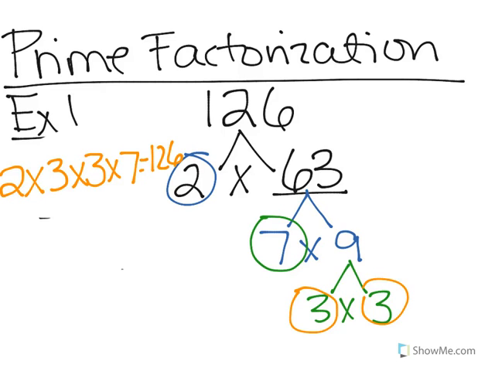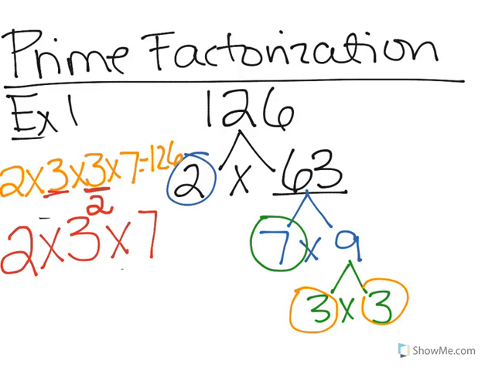The way we actually want our final answer to be is with exponents, and that's going to be called exponential form. What that means is we count how many of each number we have. In this case, I have 1 2, so I'm just going to write 2 once. Times, my next number was 3. But how many 3's do I have? Well, I have 2 3's, so my exponent is going to be 2. Multiply by 7. I only have 1 7. And so then I say equal to 126.